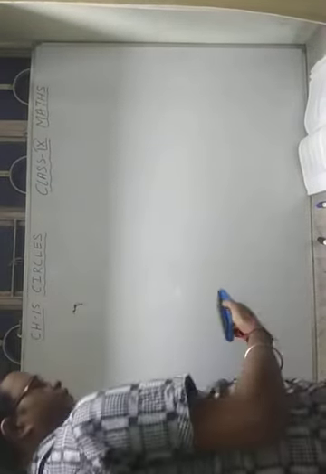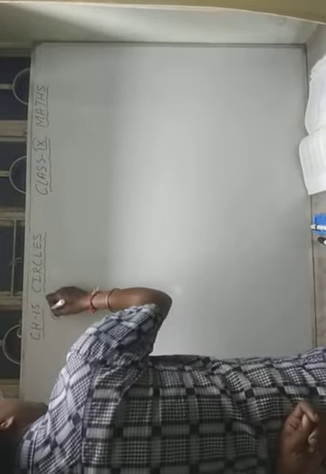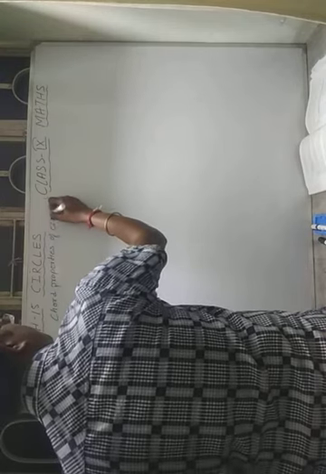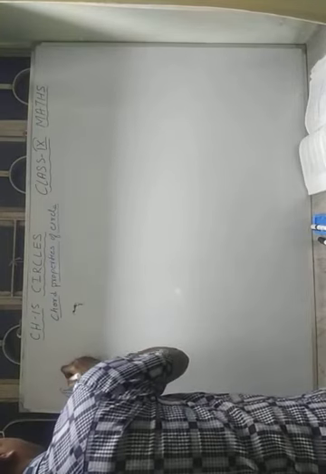Now we will start the main topic of this chapter. The first one is the chord properties of circle. Today's topic is chord properties of circle. In this regard, the first theorem is theorem number 1. What does it say?